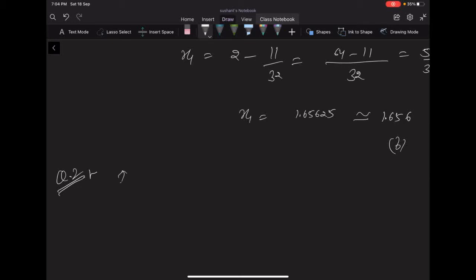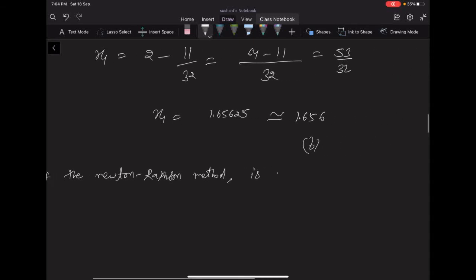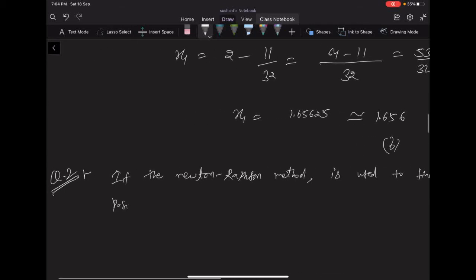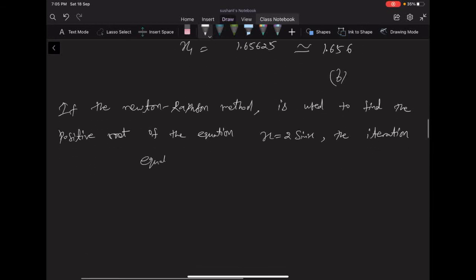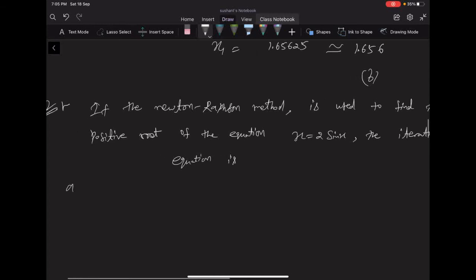Now the second question is, if the Newton-Raphson method is used to find the positive root of the equation x equals 2 sin x, the iteration equation is: A option is x(n+1) equals 2xn minus 2 sin xn plus xn cos xn upon 1 minus 2 cos xn.